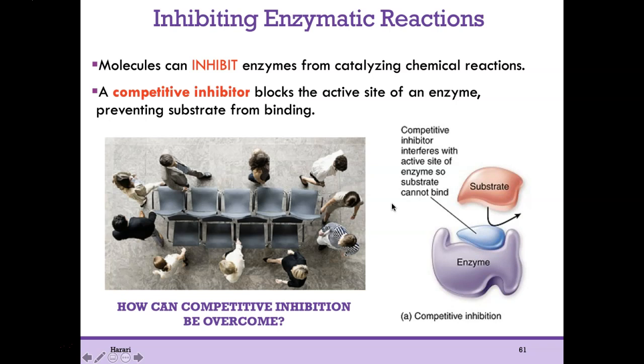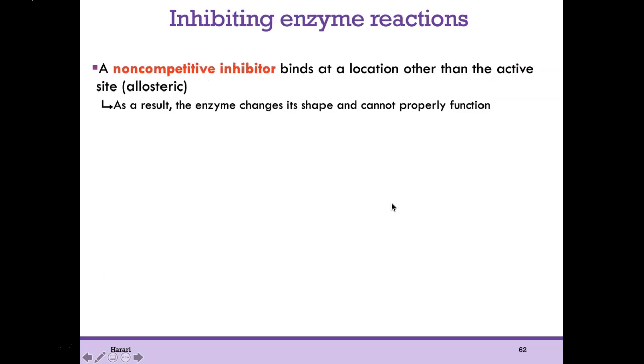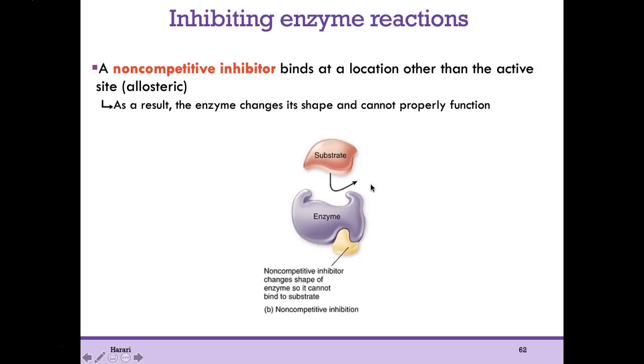The other kind of inhibitor is called non-competitive because it binds at a location other than the active site, or allosteric means other site. It binds to a site outside of the active site. As a result of a non-competitive inhibitor, the enzyme will change its shape and can't properly function. But again, this is not at the active site. So the substrate can't bind to the active site because it changed its shape because of a non-competitive inhibitor bound outside of the active site.